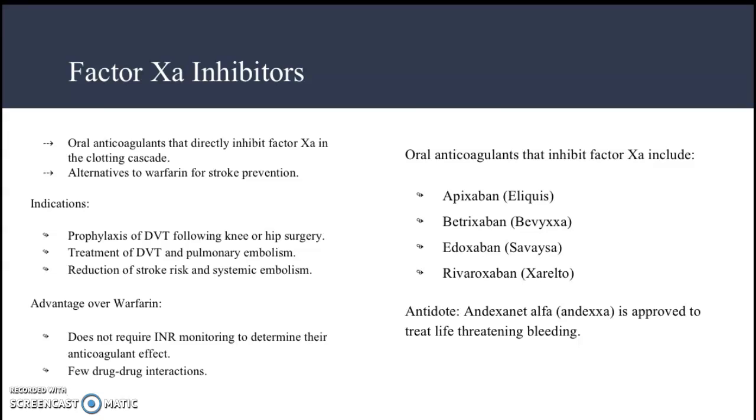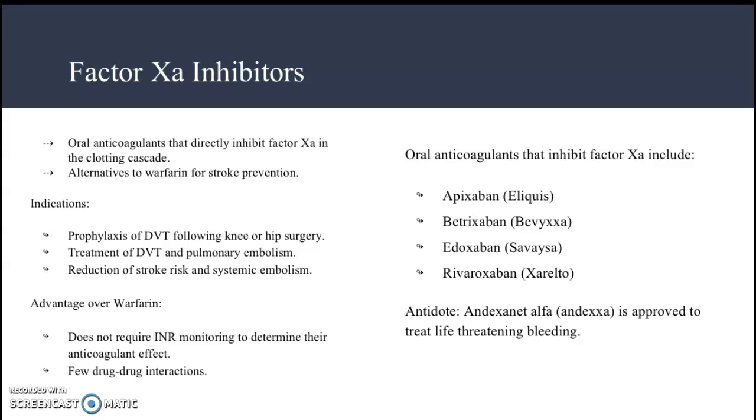Another drug class of anticoagulants are factor XA inhibitors. This drug class is strictly administered orally. Examples are apixaban or Eliquis, betrixaban or Bevyxxa, edoxaban or Savaysa, and rivaroxaban or Xarelto. Unlike other anticoagulants, factor XA inhibitors directly inhibit factor XA in the clotting cascade. Factor X is an enzyme involved in the coagulation process.